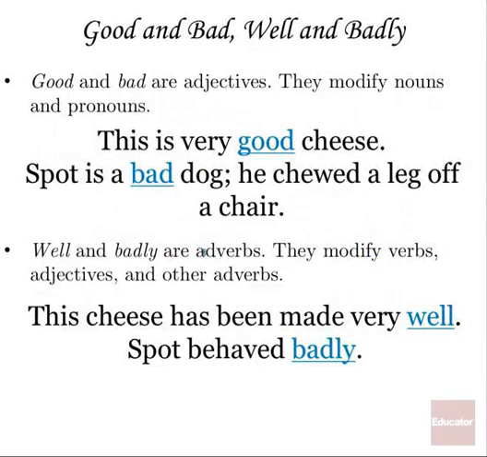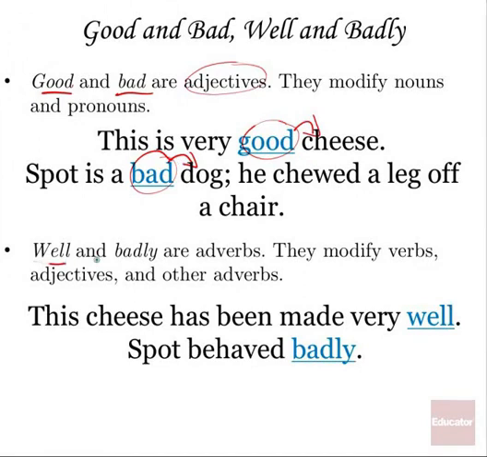All right, good and bad, well and badly. Good and bad are adjectives. They modify nouns and pronouns. Always, always, always. This is very good cheese. Spot is a bad dog. He chewed a leg off a chair.